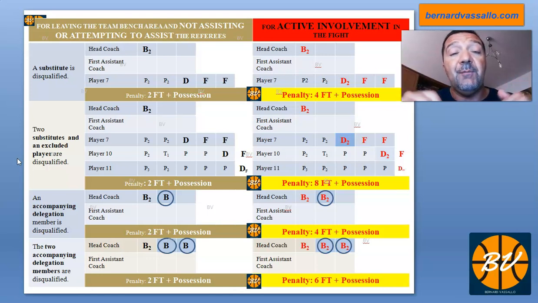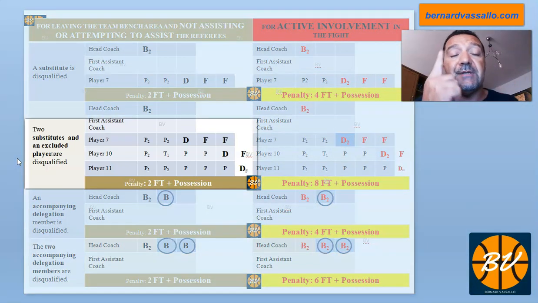If, like we saw before, these 2 persons, one or both, do not assist the referees, they would be automatically disqualified. Now let's see what's happening here when 2 substitutes and 1 excluded player enter into the court.